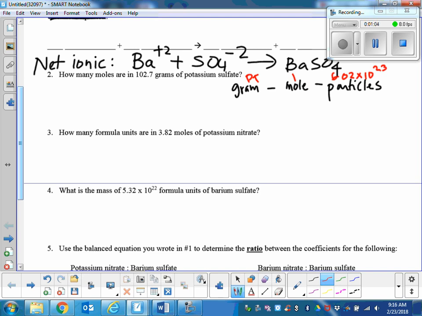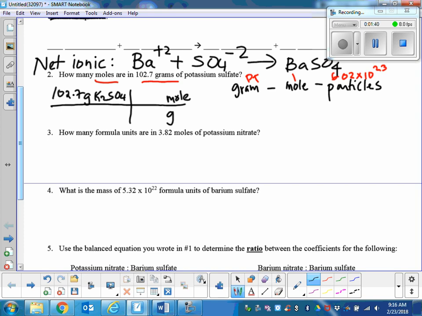Yes or no? So if you look at the first problem, I'm going from grams to what? To moles. Is that right? Do I always start with my given number? So it's 102.7 grams of potassium sulfate. I need to get rid of grams. I need to get into moles. And I go and find the molar mass from the periodic table.